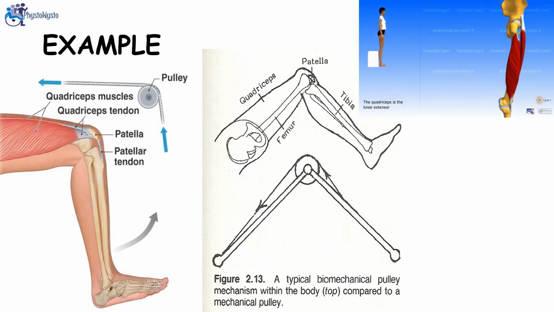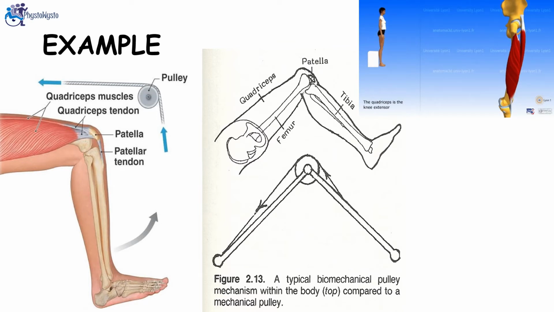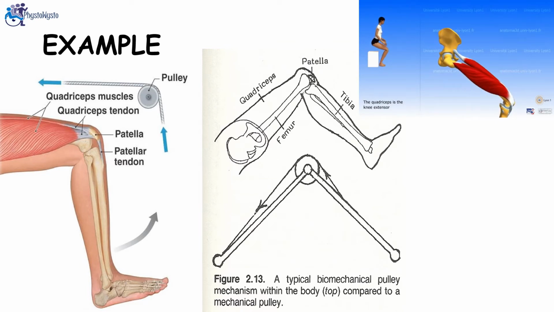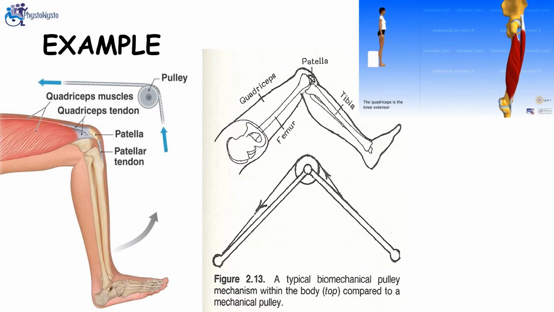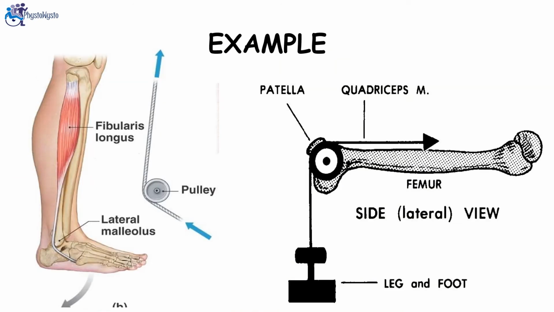Another example of a single fixed pulley in the human body is the patella. The patella helps to support the work of the quadriceps muscles during knee extension. So the patella changes the direction of quadriceps pull on the tibial tuberosity so as to increase the mechanical advantage. Another example can be found in the lateral malleolus of the ankle, which serves to change the pull of the peroneus longus muscle. Now in this slide you can observe the patellar pulley clearly.